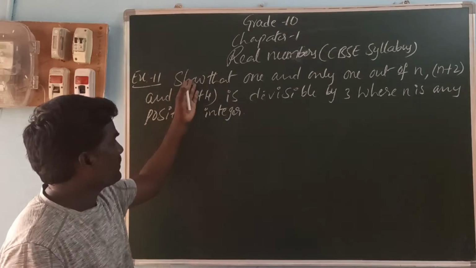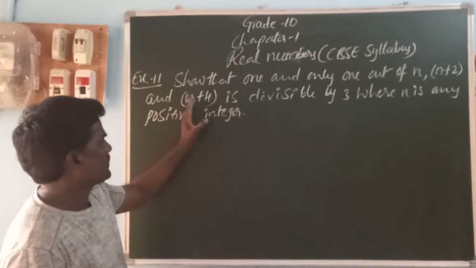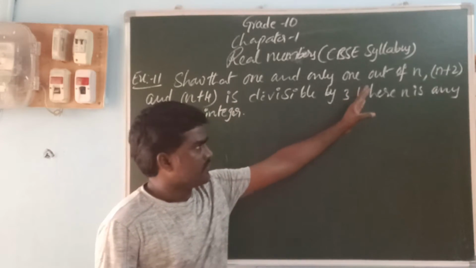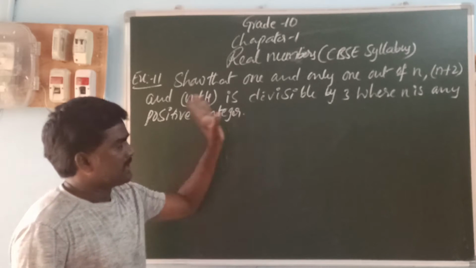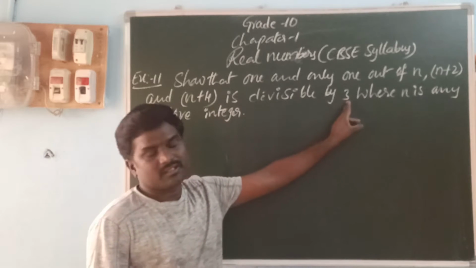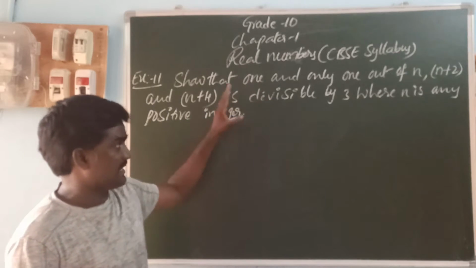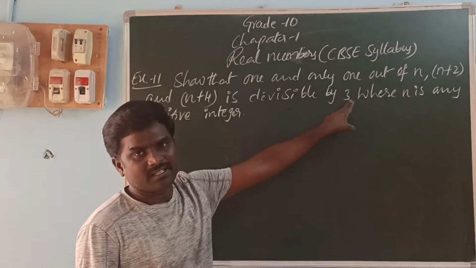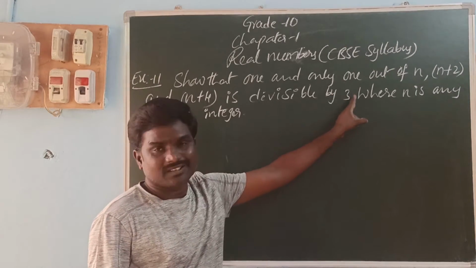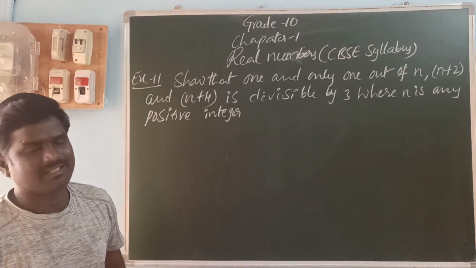Example 11: Show that one and only one out of n plus 2 and n plus 4 is divisible by 3, where n is any positive integer. Here they have given the divisor, 3. What is being asked is that one of the numbers is divisible by 3. That means the divisor is 3. So how can we prove it? By using Euclid division lemma.